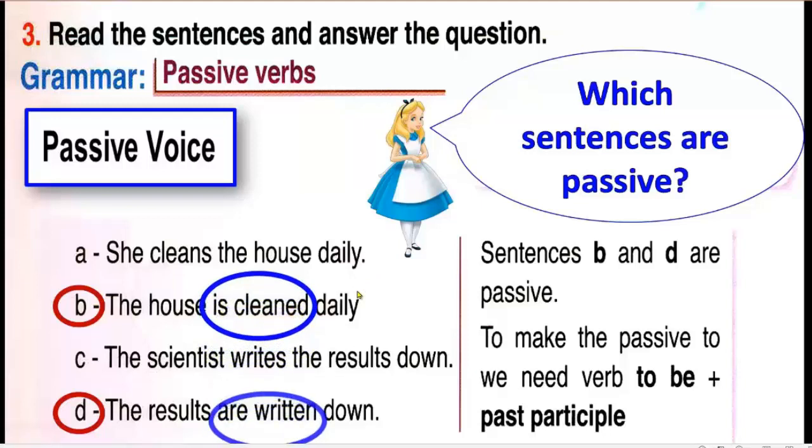Okay, is cleaned, are written. Okay, we put is and are after the object, and we followed them with the third form of the verbs. Okay, clean, cleaned, cleaned, write, wrote, written.